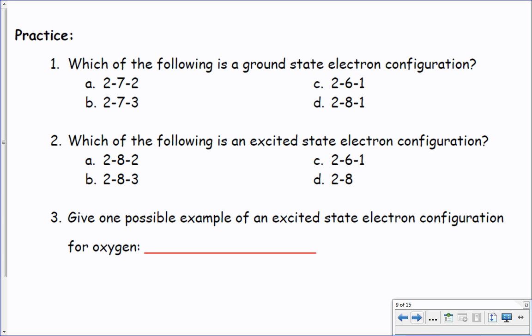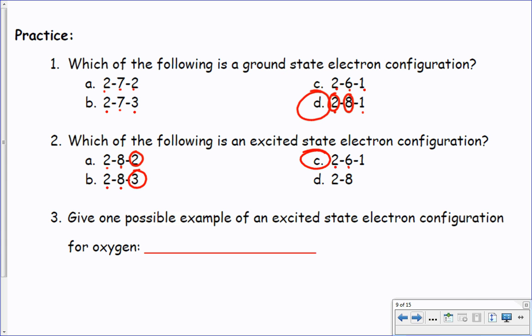So practice: which of these following are ground versus excited? It says which one is ground. Which one's full all the way to the valence? 2 not full with valence, 2 not full with valence, 2 not full valence, 2 8 1. This one is full with valence, so this is ground state. So now excited, basically, they're all going to be full except for one, right? Full with a valence, full with a valence, not full with a valence.